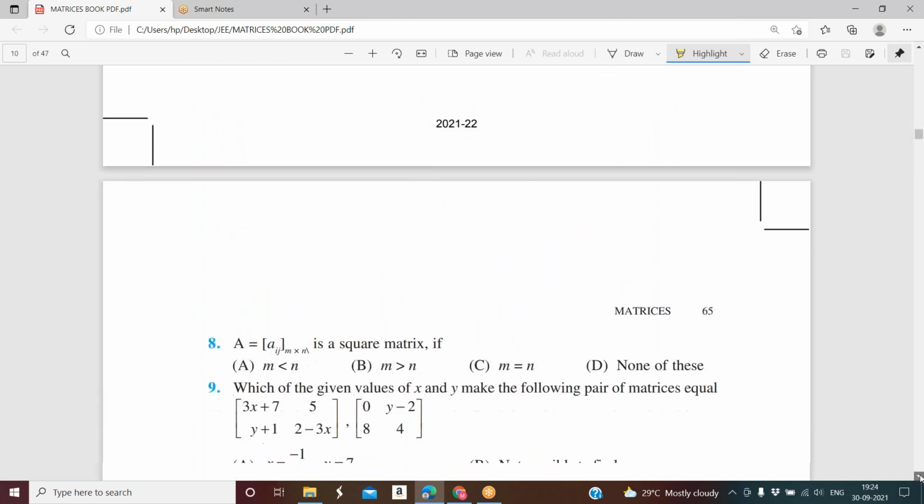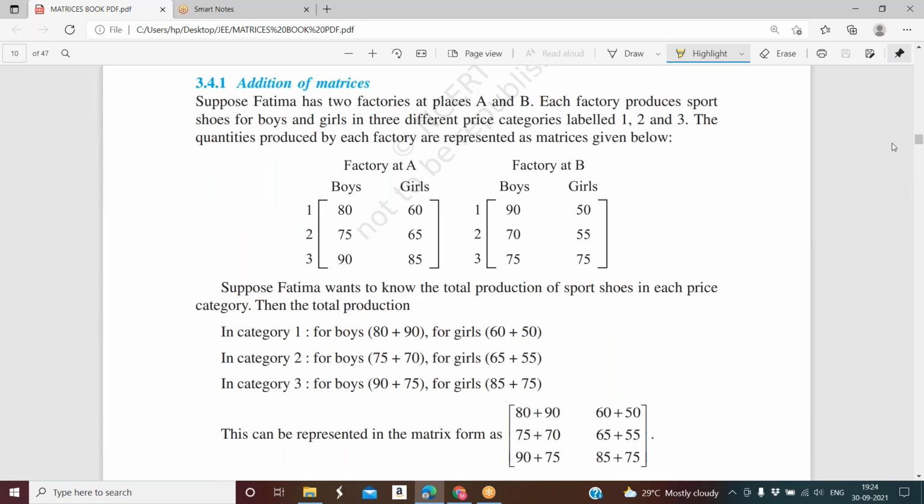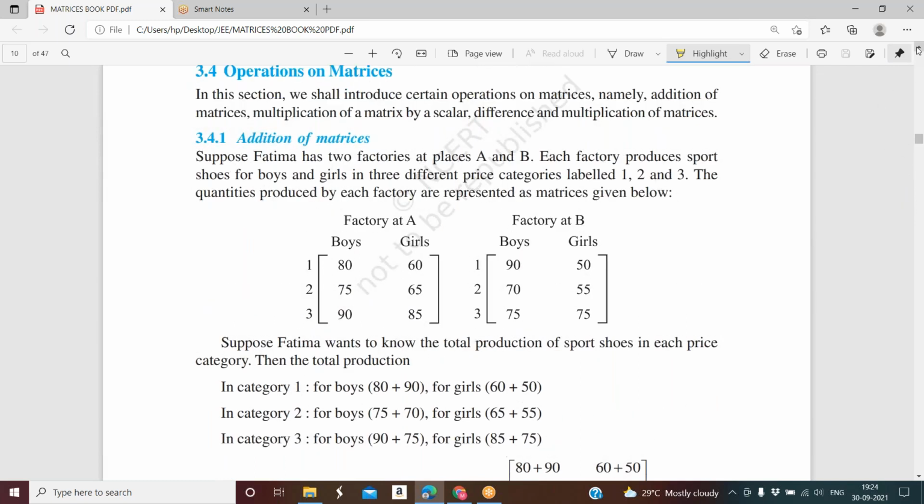Some examples and exercises are given, and go through that. Next, operations on matrices. In this section, we are going to discuss certain operations on matrices, namely addition of matrices, subtraction of matrices, that is difference, multiplication of a matrix by a scalar, and multiplication of matrices.